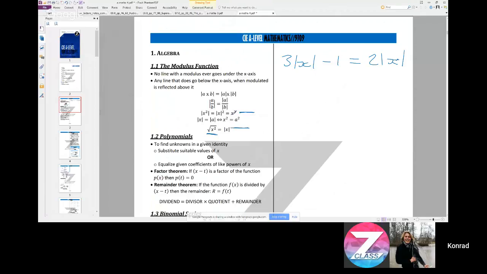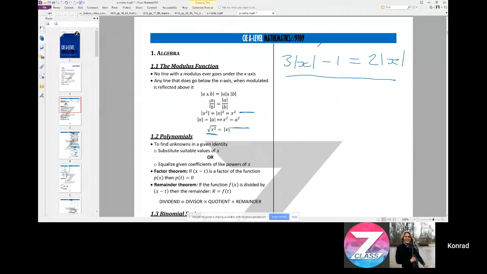So this equation, for instance, is actually very simple to solve if you take a look at it for a moment. What are the answers to this one? Is it 3x minus 1 equal 2x and then x equal 1?